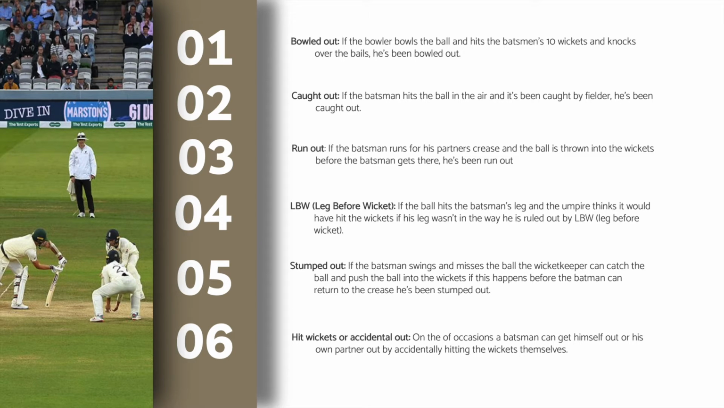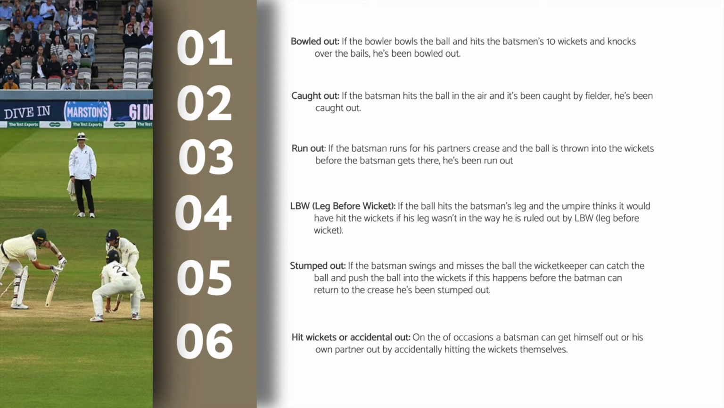And number 6, hit wicket or accidental out. On the off occasions, a batsman can get himself out or his own partner out by accidentally hitting the wickets themselves. Once a batsman is out, he's replaced by the next batsman in the batting team's lineup.